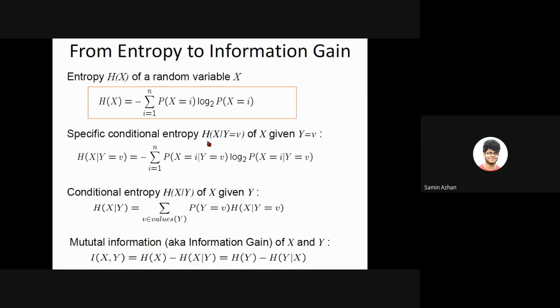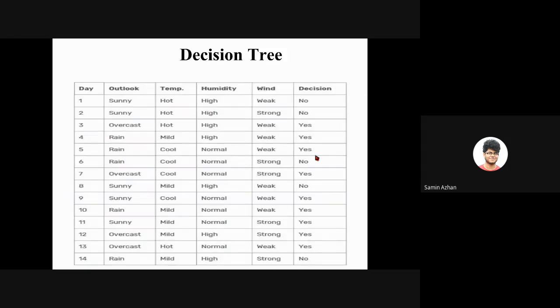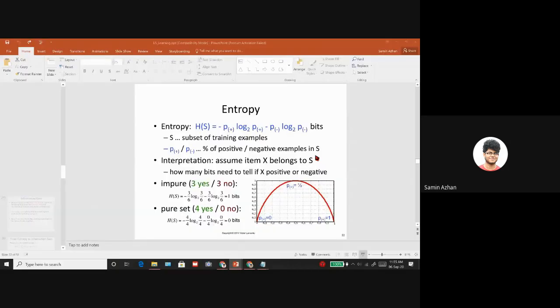So there are some more equations given. Looking at these might be a bit confusing at the beginning, but like I said, once we're done with a few examples, I hope it'll be clear to you. Okay, so here is our example.